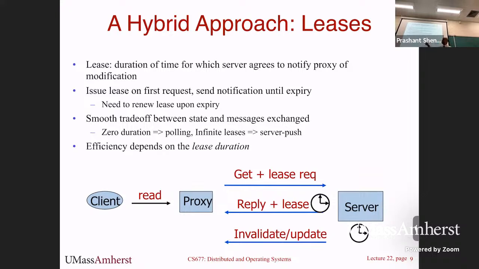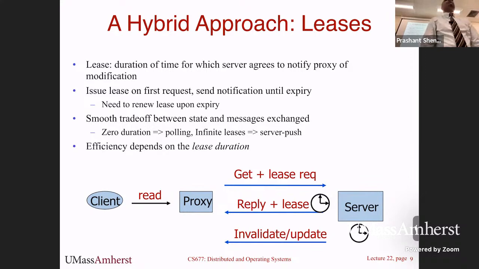On the other hand, if you set the lease duration to 0, that's almost like polling. You ask for a lease, the server says here's a lease, it expires immediately, and then the proxy has to send another if-modified-since GET request and ask for a new lease. That's like polling, right? So if you make the lease duration small, this approach begins to look like a poll-based or proxy pull approach. If it's infinite, it's a server push approach. Depending on the lease duration, you can make it look like one or the other, and the efficiency of the approach depends on the lease duration.